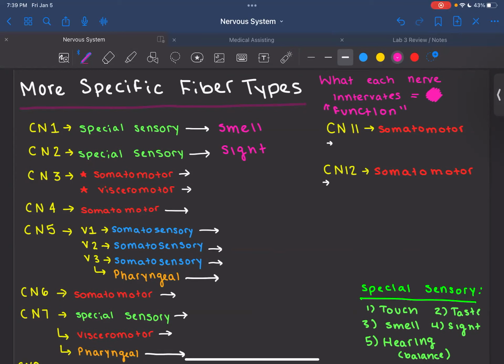So two different types of innervation. The first one is somatomotor, which is going to be eye movement. We have very, very tiny muscles in our eyes. And remember, muscle is voluntary. So somatomotor, skeletal muscle, it's going to be voluntary. So that makes sense. Visceromotor is going to be pupils slash lenses.